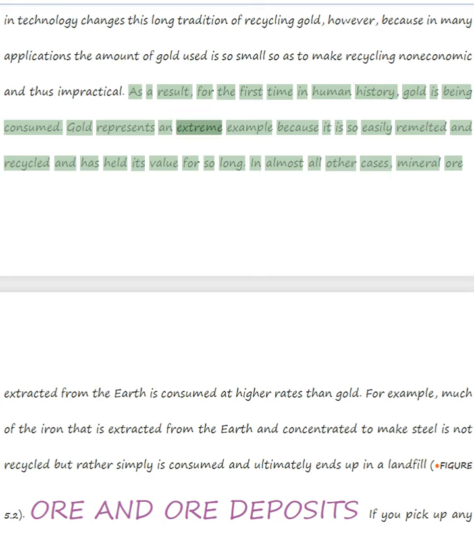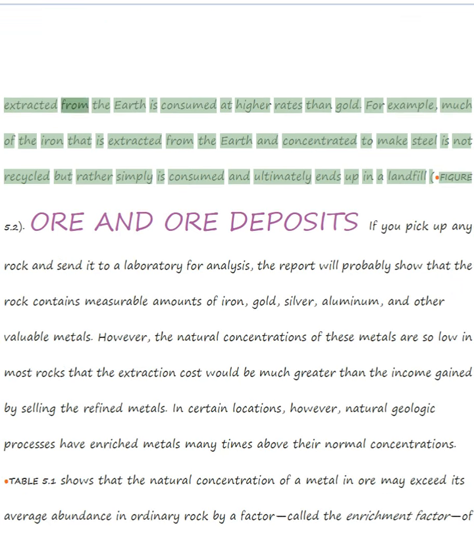Gold represents an extreme example because it is so easily remelted and recycled and has held its value for so long. In almost all other cases, mineral ore extracted from the earth is consumed at higher rates than gold. For example, much of the iron that is extracted from the earth and concentrated to make steel is not recycled but rather simply is consumed and ultimately ends up in a landfill.